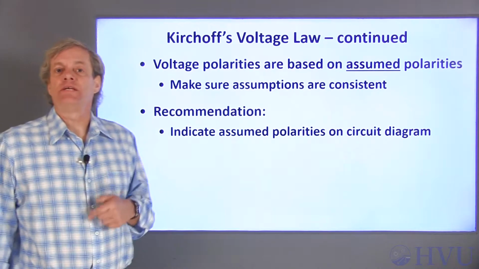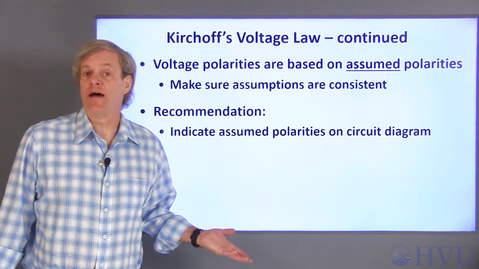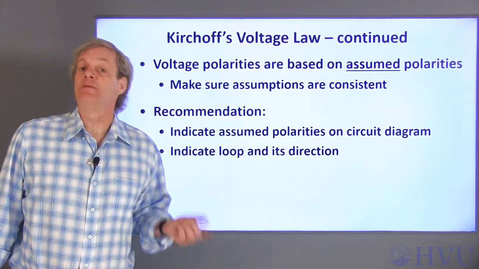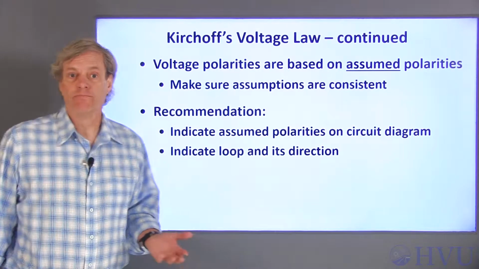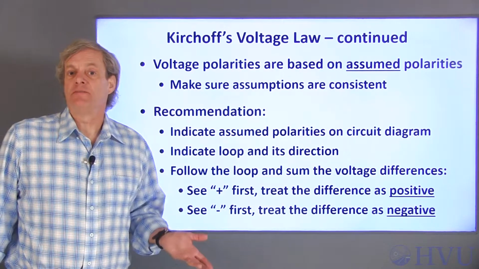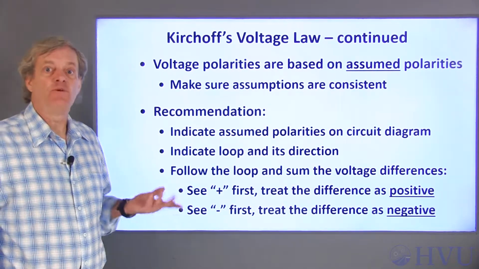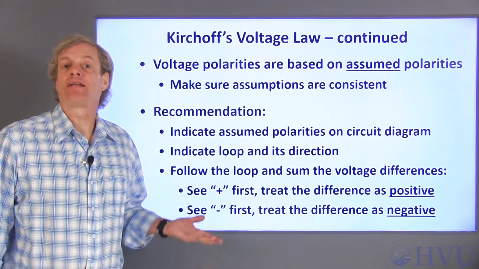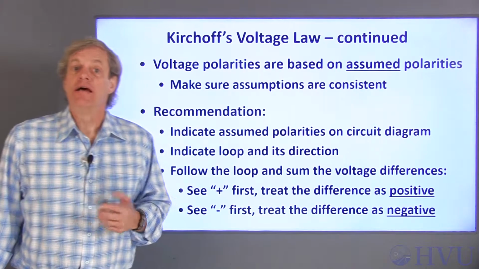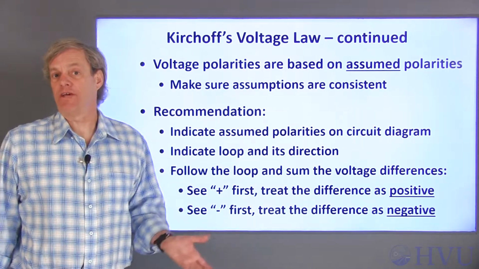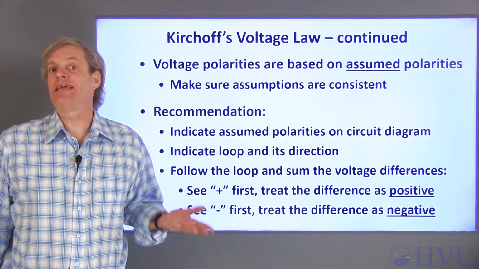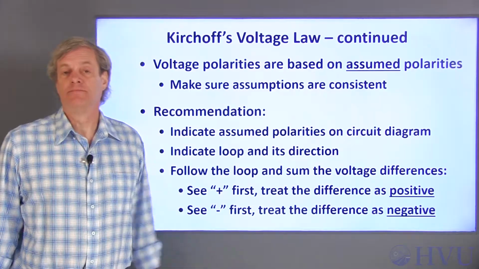First, always indicate your assumed voltage polarity on the circuit schematic. When writing KVL, indicate the loop on the diagram, including the direction you'll be following the loop. Finally, pick a starting point on the loop and follow the loop you indicated on the schematic. When you encounter a voltage difference, if you see a negative sign first, subtract that voltage. If you see a positive sign first, add that voltage difference. As long as you're consistent with your approach, all your KVL equations should turn out just fine. And the signs on the voltages you determine will indicate the actual voltage polarities in the circuit.